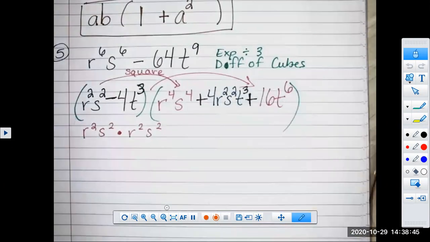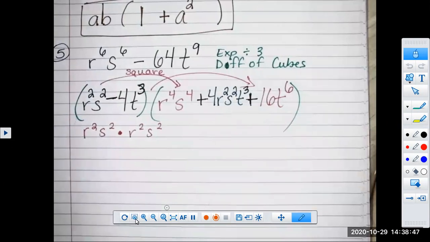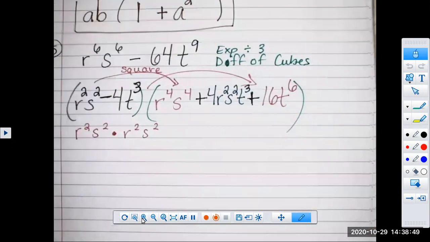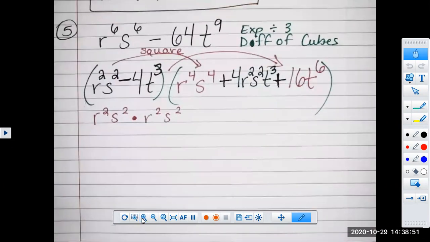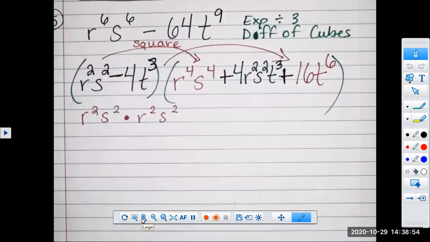Yay. Yeah, it is too close to a plus sign.